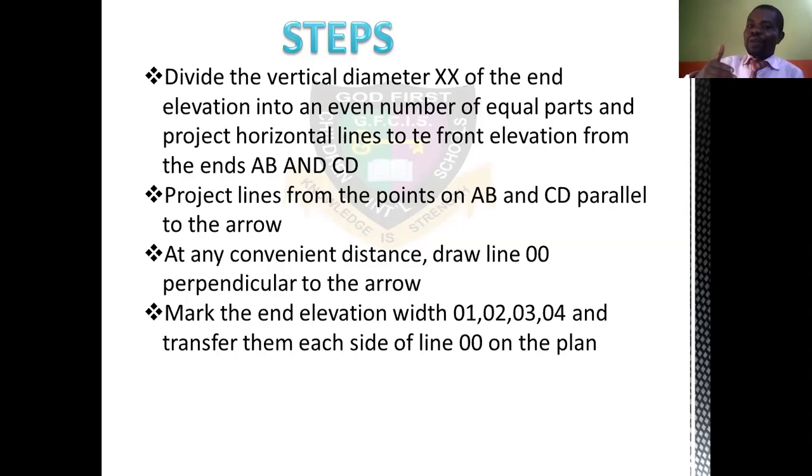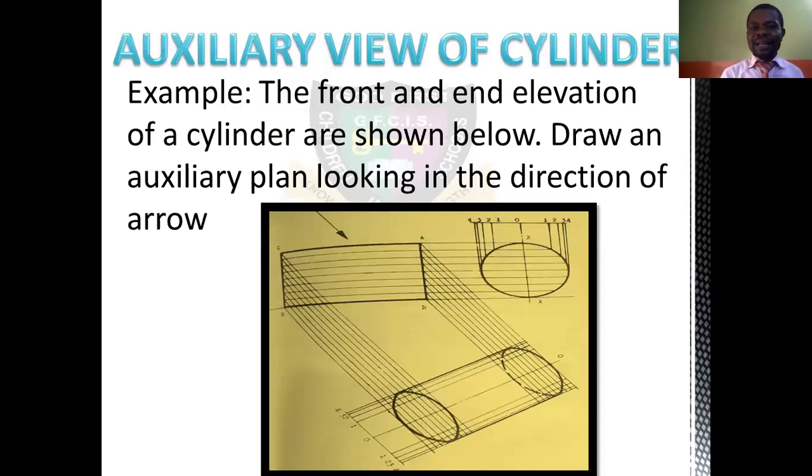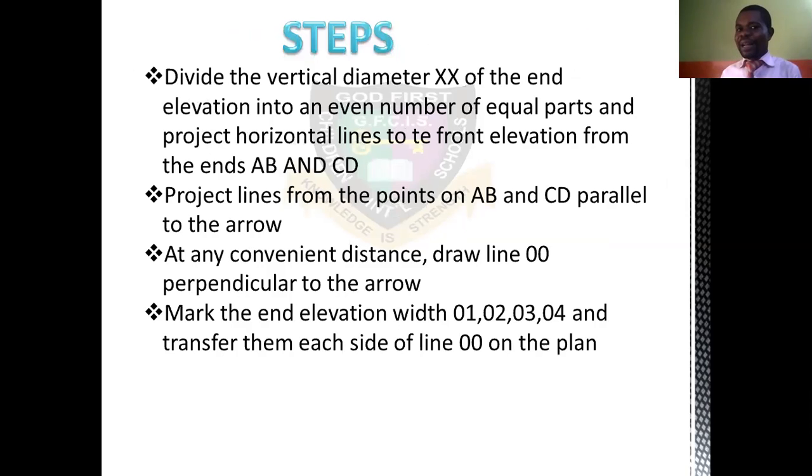Then project lines from these points on A, B, and C, D parallel to the arrow. Remember from the end elevation, we projected a line to the front elevation. Then the arrow is facing down, as we've seen before. So you project the lines from this arrow now to go down. That's why you are seeing those lines there. You project these lines to go down, parallel to the arrow.